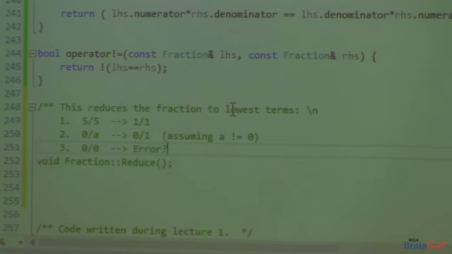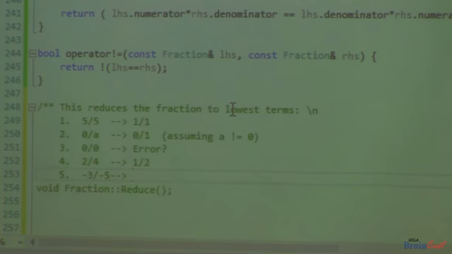It could be an error. It's certainly a valid state for the object to be in: numerator is 0, denominator is 0. But attempting to interpret that as a numerical value is nonsense. So the state itself is not nonsense, that's perfectly reasonable, but the interpretation is what is nonsense. What's something else? Like 2 divided by 4, what should this get reduced to? 1/2. What about negative 3 divided by negative 5? 3 over 5. What about 2 divided by negative 6?